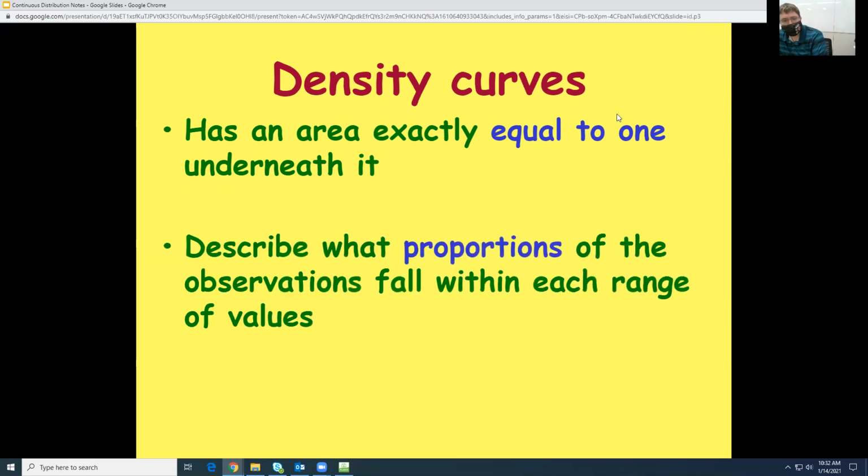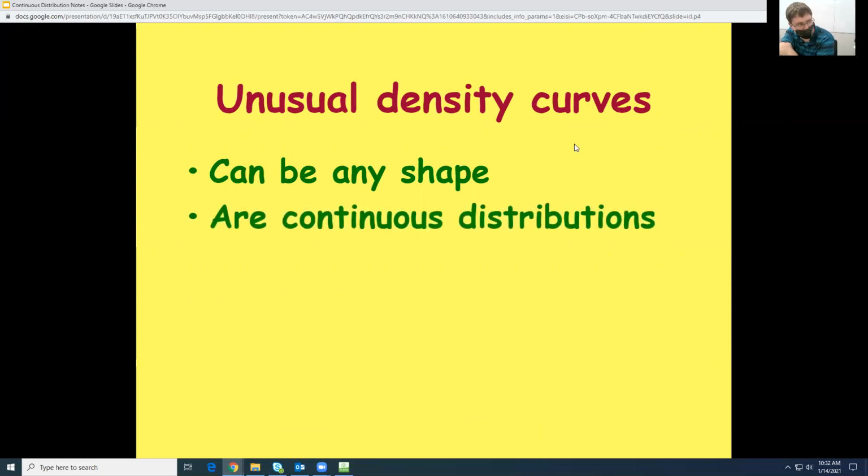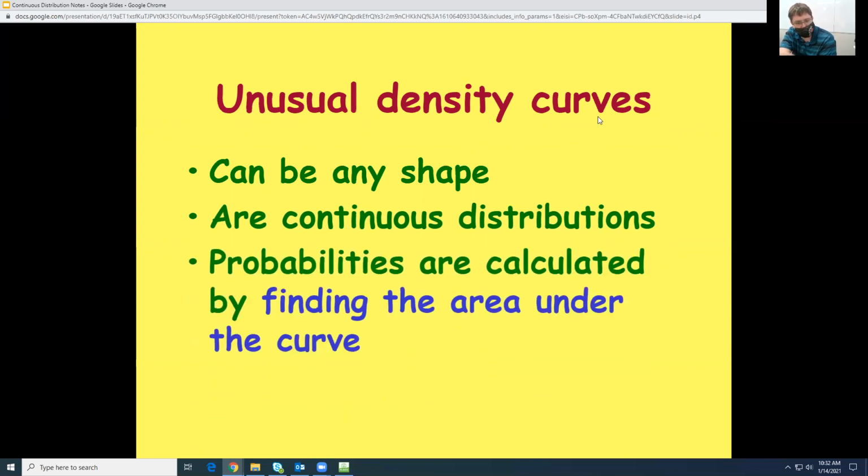And then they describe what proportions of observations fall within each range of values. So think of the depth of that area underneath the curve as sort of a reference to how much data is within that interval. All right, that's not going to be as important when you're going through these things, but just understand that's kind of what the picture is showing you. All right, it's not just pretty triangles and trapezoids just because we like shapes. All right, with unusual density curves, they can be of any shape. We're not limited to just the ones we're going to show you, but these are going to be the ones that we focus on the most. They are continuous, so that's why we're going to learn and study them in this particular unit. And again, our probabilities are going to be calculated by finding the particular area under whatever portion of the curve that we care about.